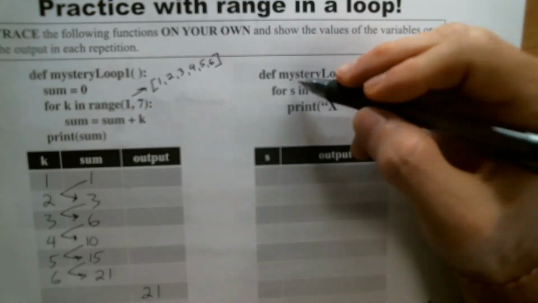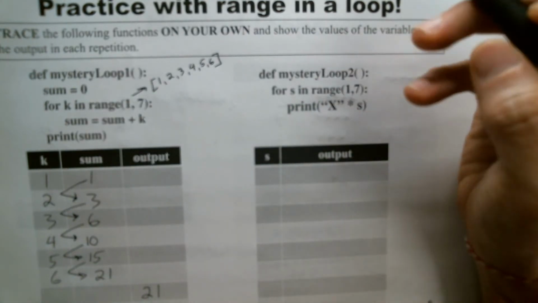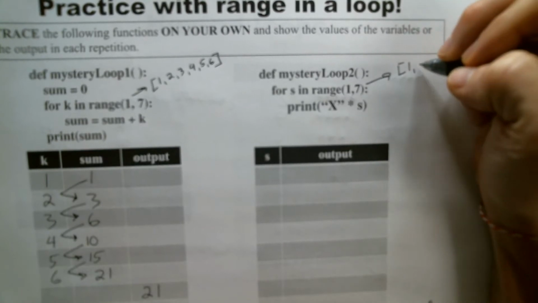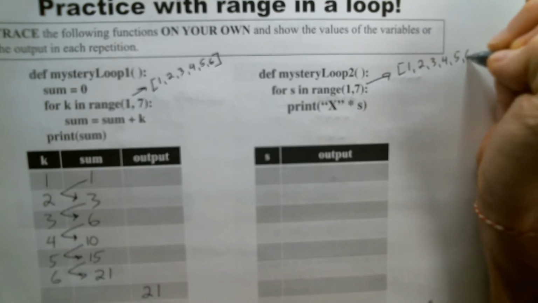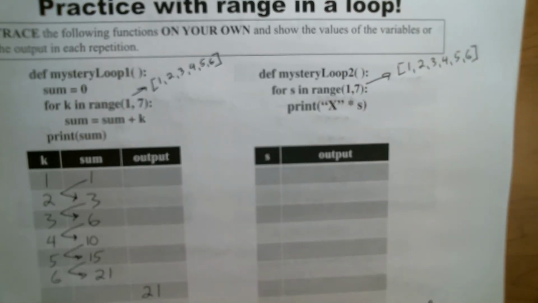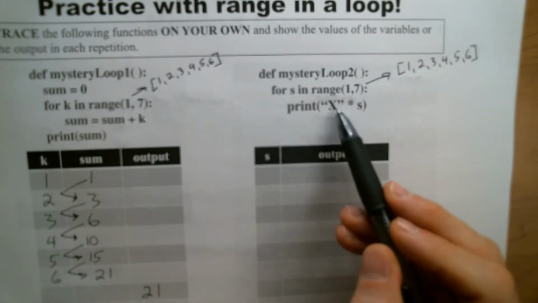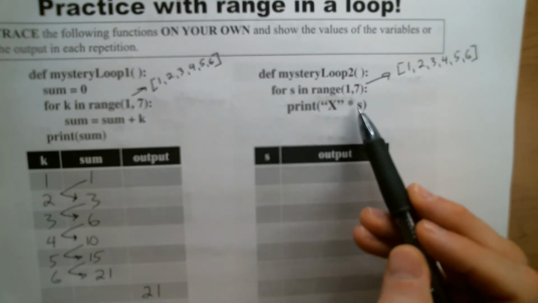for S in range. Again, there was nothing special about index. There was nothing special about K. This is the letter or the word that you choose. This is your variable in the range 1 to 7, which again is basically the same as the last one, meaning 1 through 6. We don't actually get to 7. This is saying print the string X times whatever number is inside of S.